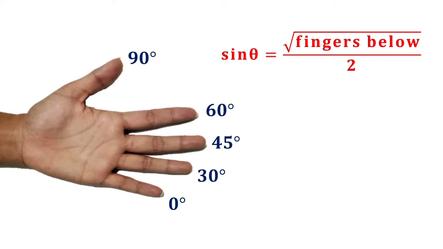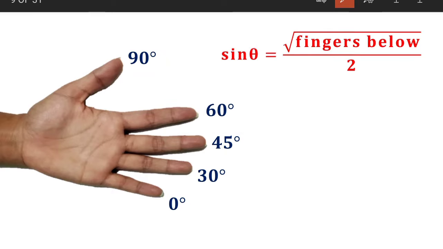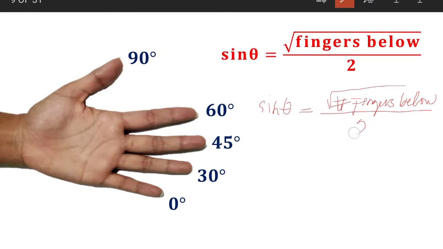To find the ratio or the value of sine theta, we have the formula: sine theta equals the square root of fingers below, all over 2. You can also write it as sine theta equals the square root of the number of fingers below, all over 2, because we will be counting the number of fingers below the angle theta.